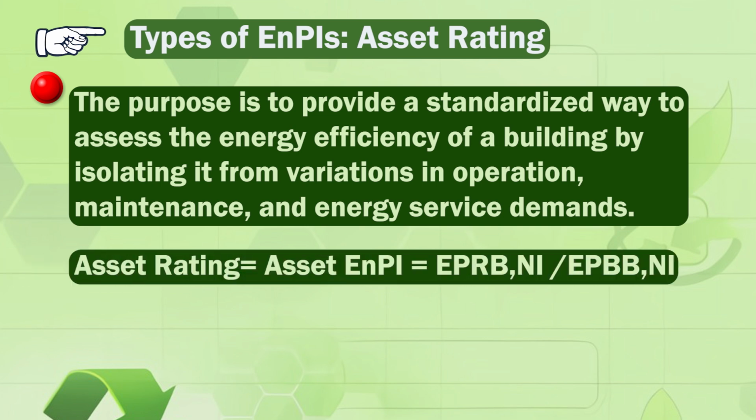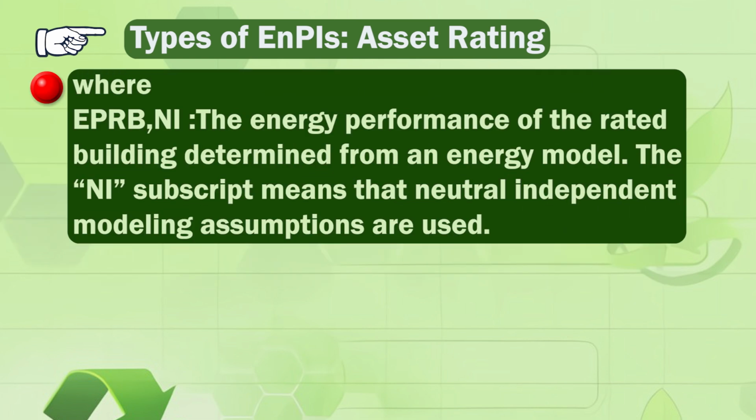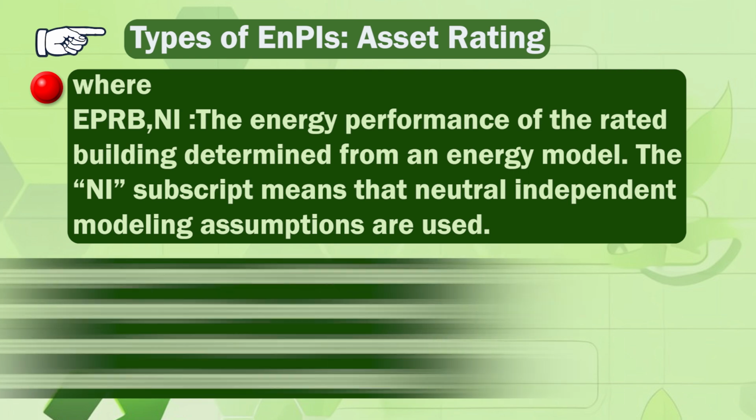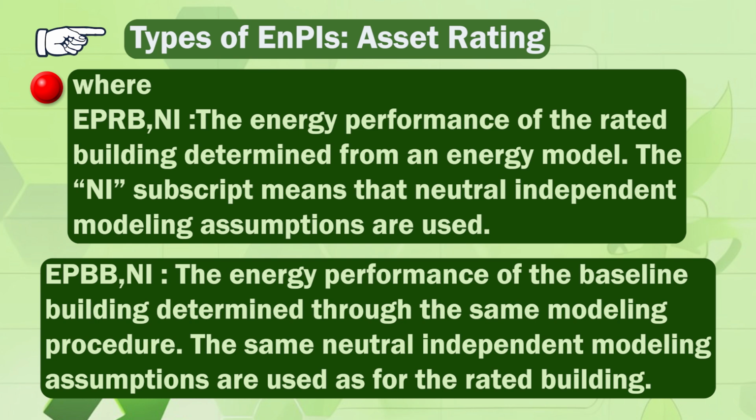The formula for an asset rating, which is equal to asset EnPI, these are the same thing, is equal to EP_RB,NI divided by EP_BB,NI, where EP_RB,NI is the energy performance of the rated building determined from the energy model. The NI subscript means that neutral independent modeling assumptions are used. Similarly, EP_BB,NI is the energy performance of the baseline building determined through the same modeling procedure.